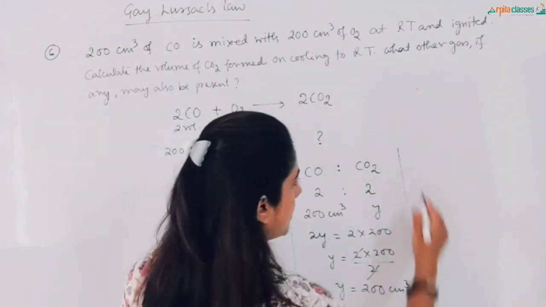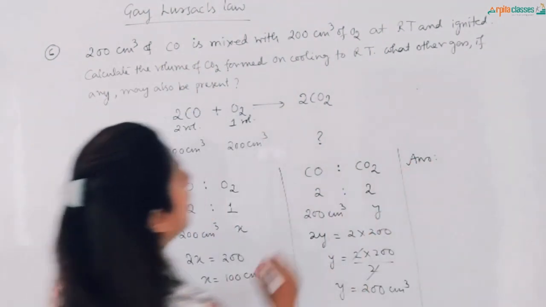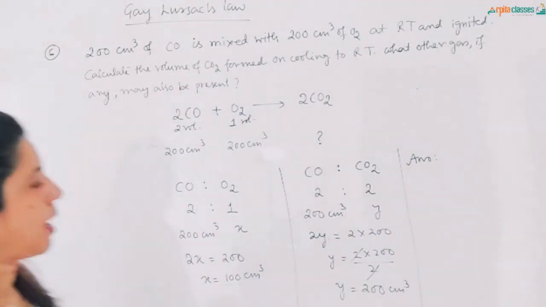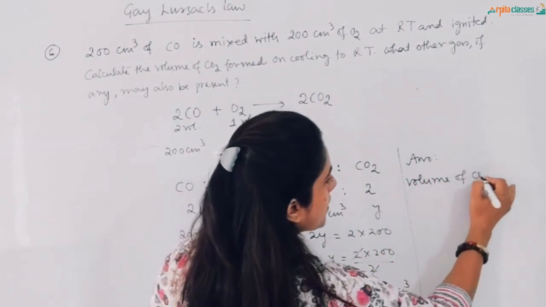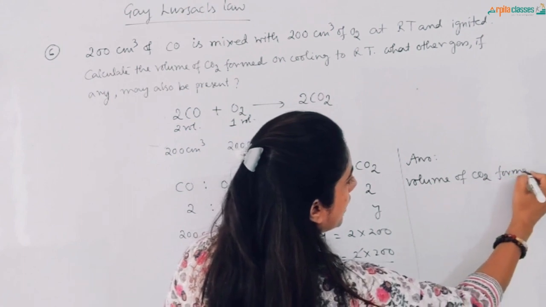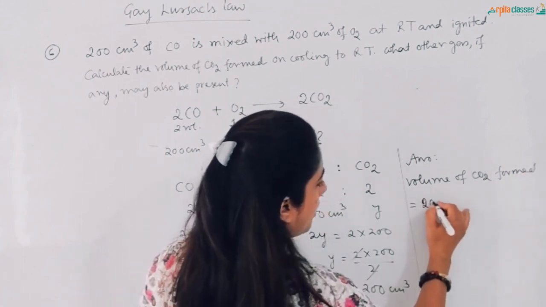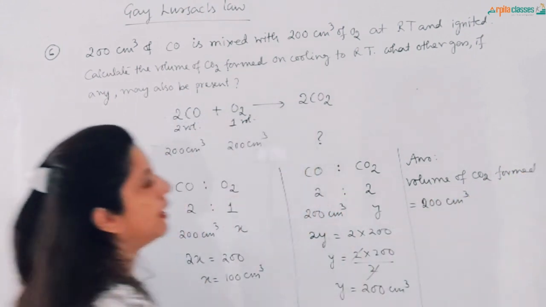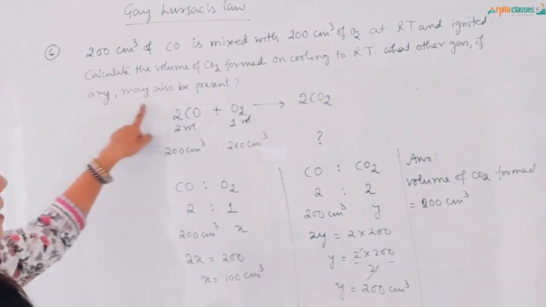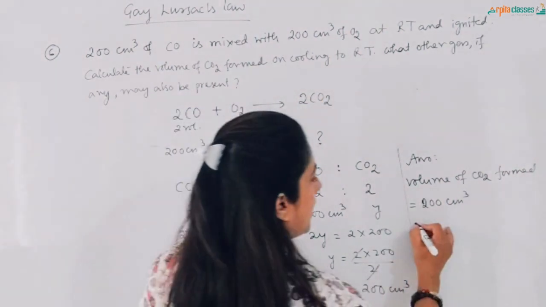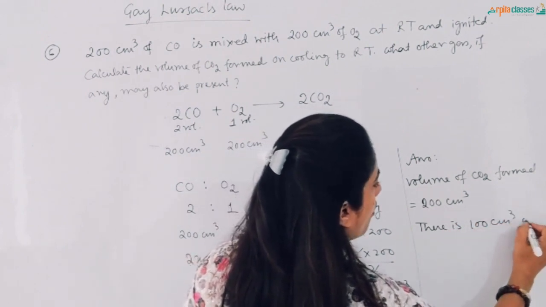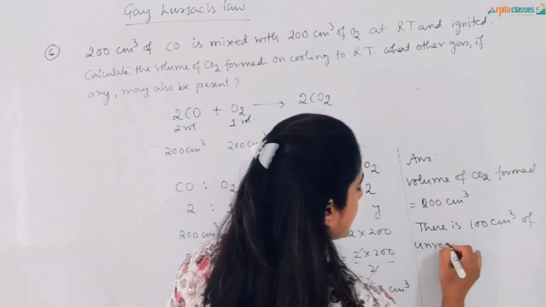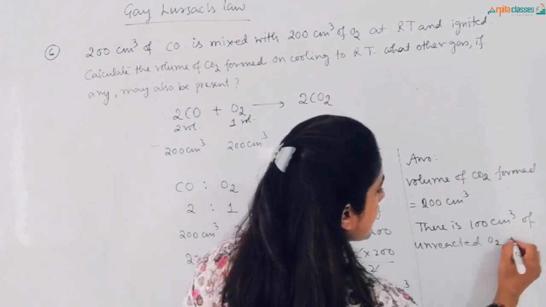So amount of carbon dioxide formed is 200 centimeter cube. We should write the answer this way. They are saying calculate the volume of carbon dioxide formed. So we will write volume of carbon dioxide formed is equal to 200 centimeter cube. And the last part, what other gas, if any, may also be present? There is 100 centimeter cube of unreacted oxygen gas present.